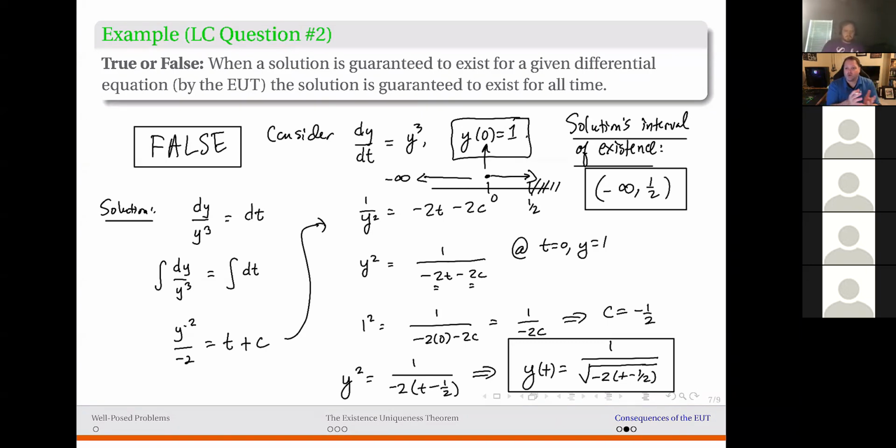But what I don't really know is what the intervals of existence are for all of those. Some of them might be -infinity to infinity, but a lot of them are going to be less than that. You don't get existence everywhere. You get existence somewhere. That's what the theorem tells you.